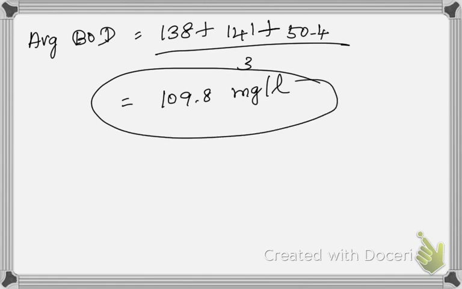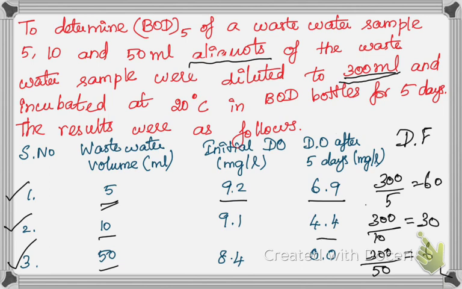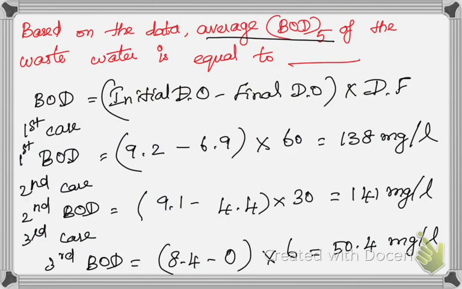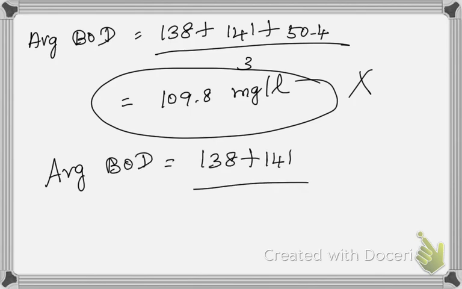Why is it wrong? Because in the problem, in the third case, the DO after 5 days is 0. There is no DO at all; the DO is very low. So in that case, I have to discard the BOD value of that particular case and take the average of the rest. My average BOD will be 138 plus 141 divided by 2, which is equal to 139.5 milligram per liter, and this is the correct answer.